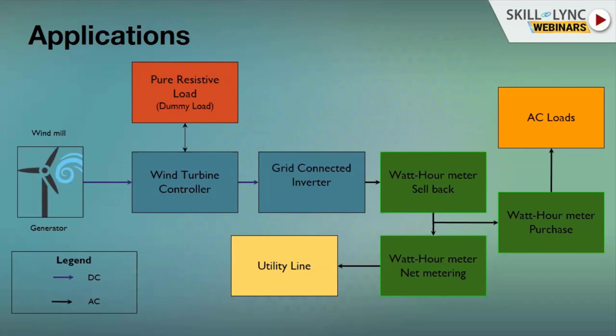So the next application is going to be in the windmills. And as you could see over here, the power generated by the windmill is going to be alternating in nature. So this is AC. And this particular power is being given to a wind turbine controller, as you could see over here. So this wind turbine controller now converts that AC to DC. That means it works as a rectifier, which is converting AC to DC.